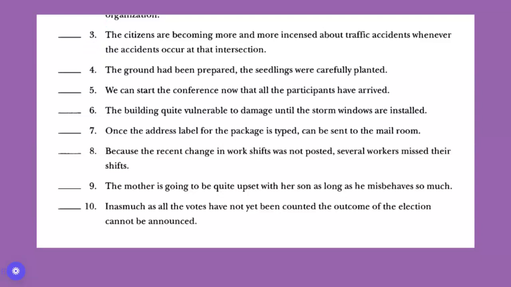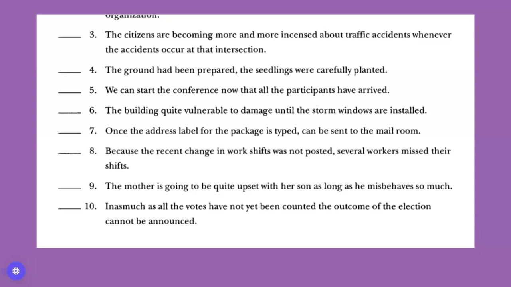The citizens are becoming more and more incensed about traffic accidents whenever the accidents occur at that intersection. Does this sentence sound correct or incorrect? I think it's incorrect. Why? I can't see the connector. There is no connector, right? Okay. Let's go to number 4.